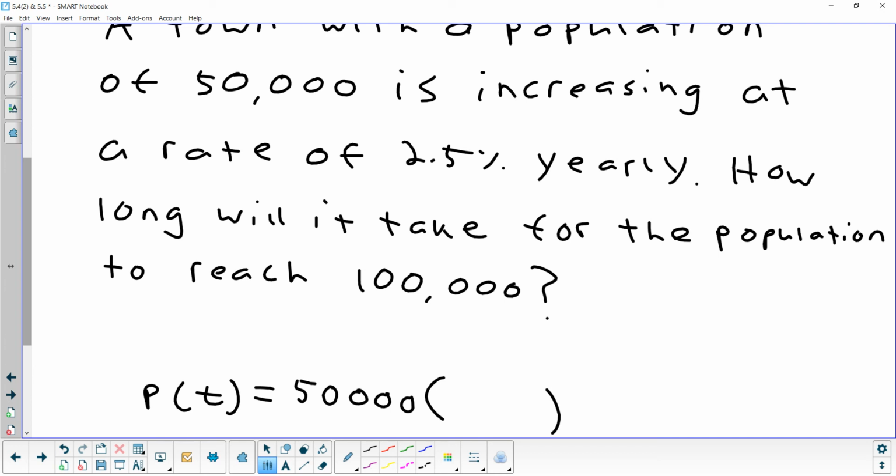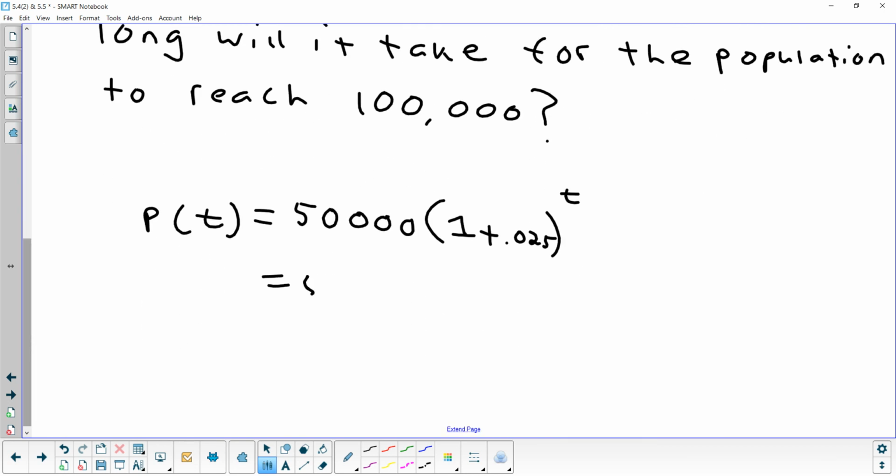Anybody remember what went inside the parentheses? Is it rate? Part of it. It's part of what goes inside the parentheses. 1 plus rate. 1 plus my rate. If it was decay, it would be 1 minus my rate. So 1 plus, and what's going to be the rate that I put in here? 0.025, right? We've got to make sure we put it in as a decimal. 0.025, and that's raised to the t. All right, so let's just simplify that a little bit. 1.025 to the t.